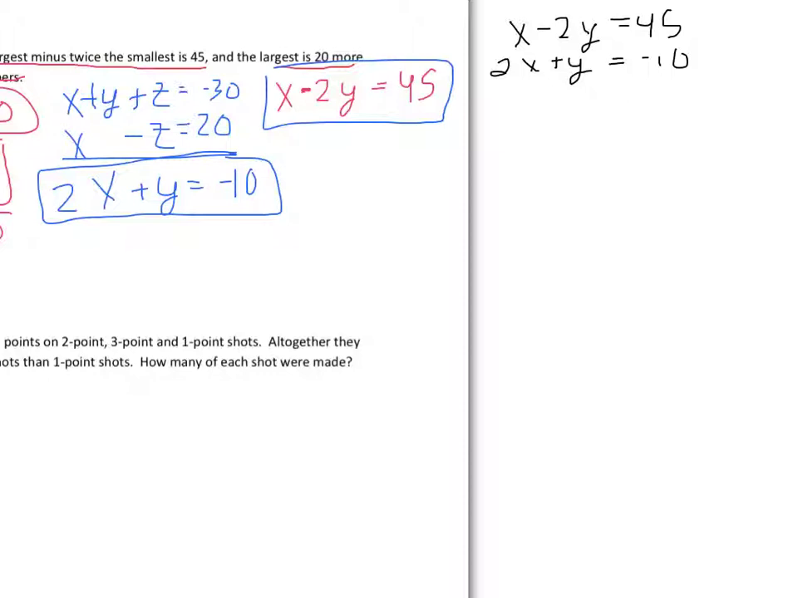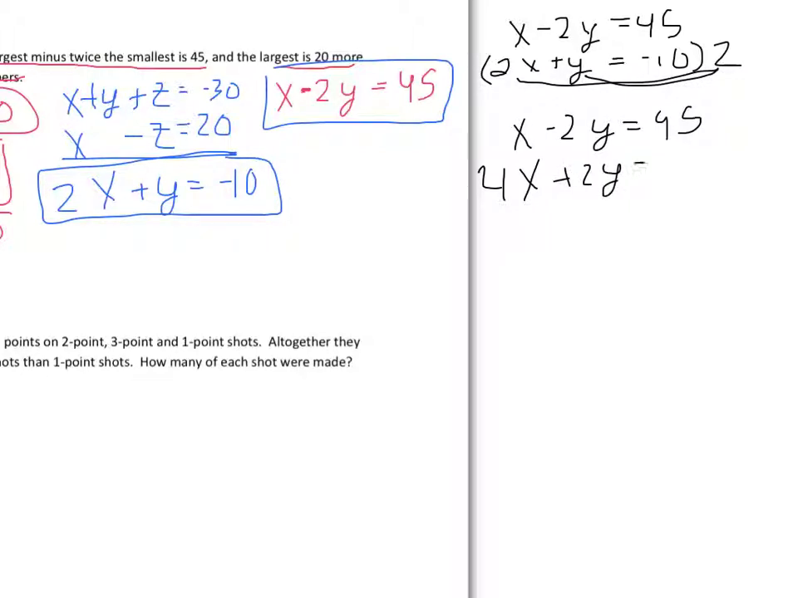So, I'm going to eliminate the Y's here. So, to eliminate the Y's, I multiply the second equation by 2. So rewriting these, we have X minus 2Y equals 45. Distribution here, we have 4X plus 2Y equals negative 20. So add these up. X and 4X is 5X.